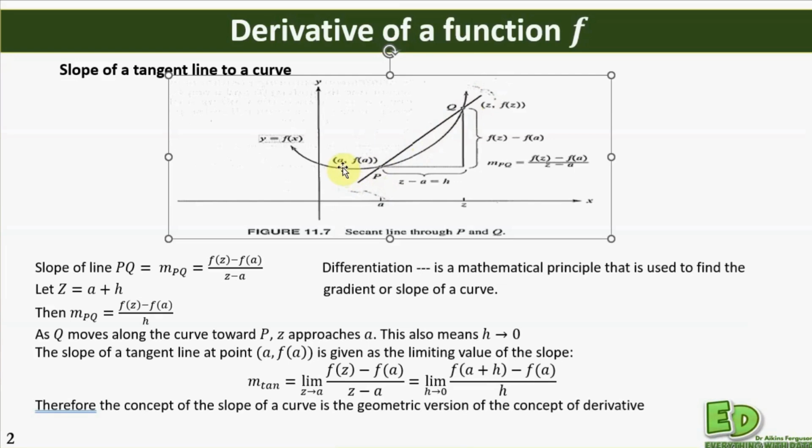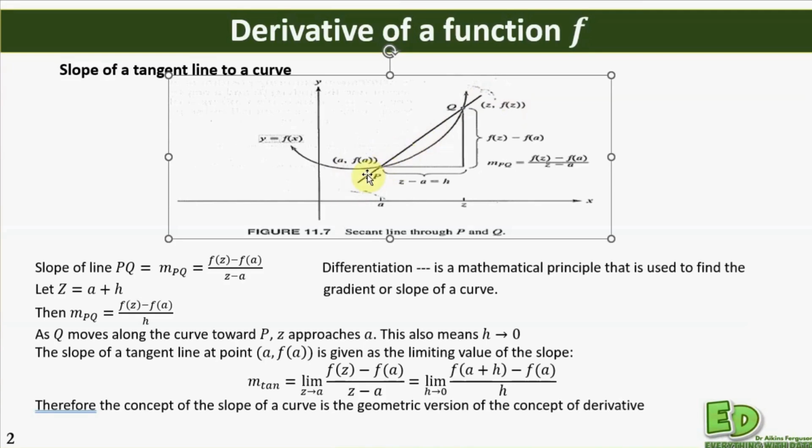So I could say that this A here is my x1, this f of A is my y1, and then I have a second point here, which is Q. I have coordinates z and f of z. Z here is my x2, f of z here is my y2. So I have 2 points here, with 2 coordinates here and 2 here, so 4 coordinates. Then I can find the slope of a tangent line to a curve, right?